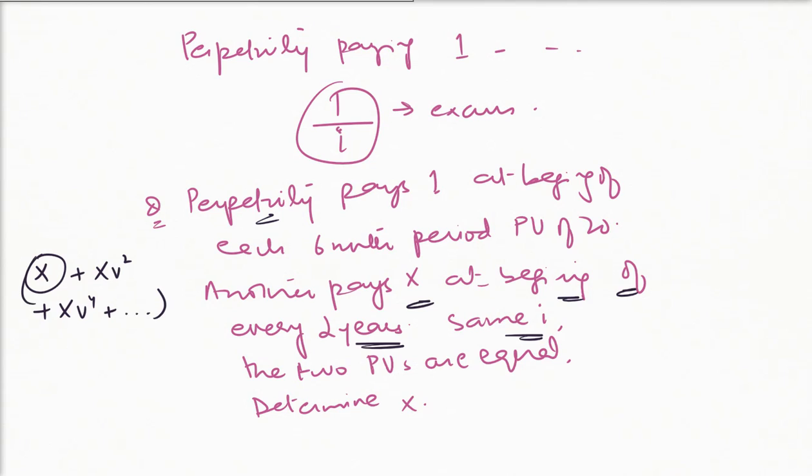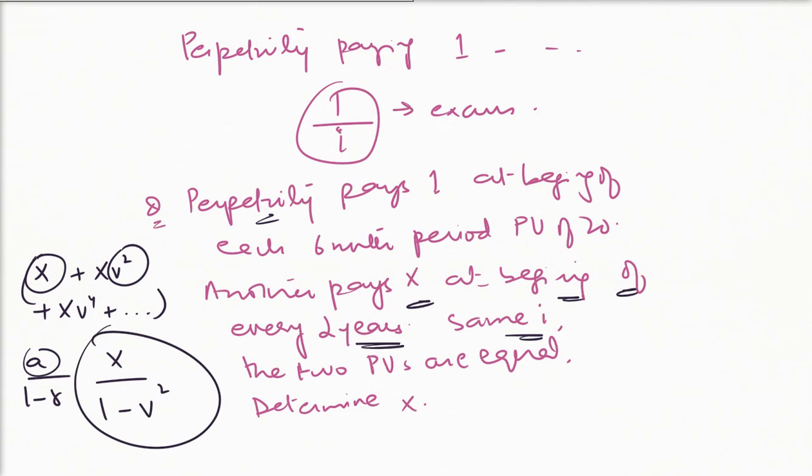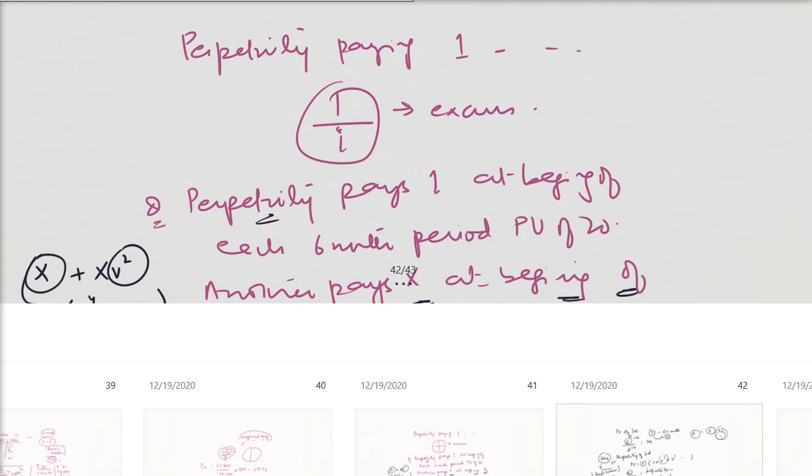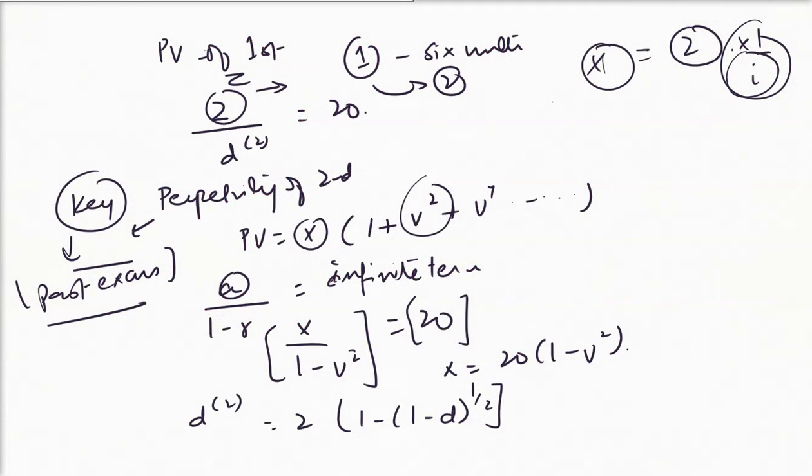This is the perpetuity, so we will be using the formula A upon 1 minus R, the sum of an infinite geometric progression, right? What is A? A is X. 1 minus R, R is the ratio. What is the ratio? Ratio is V square. This is the part that will be asked in tomorrow's exams perhaps, and this is where most of the students would be unable to answer. So please pay attention to this.